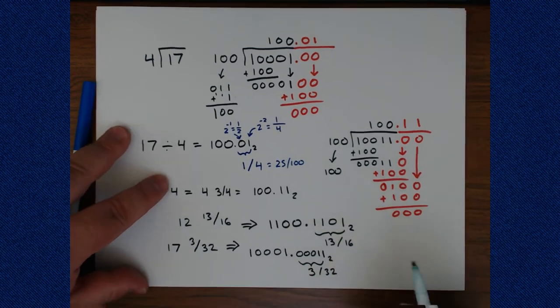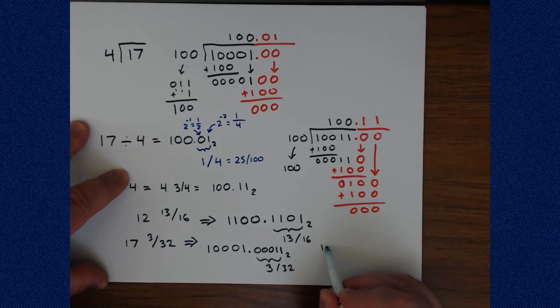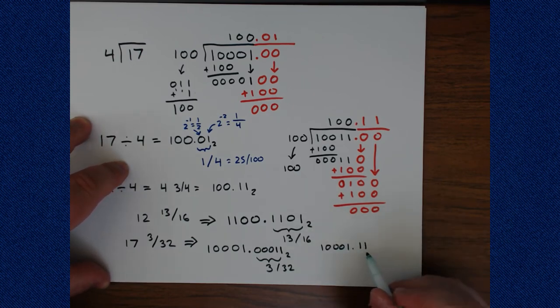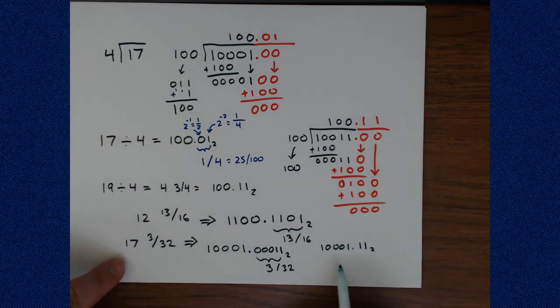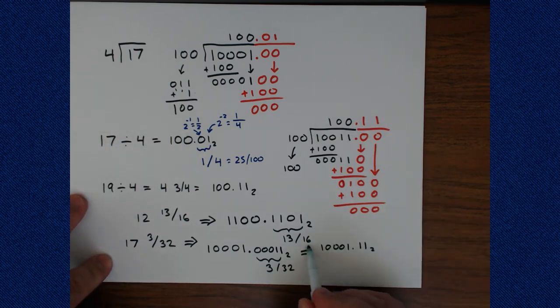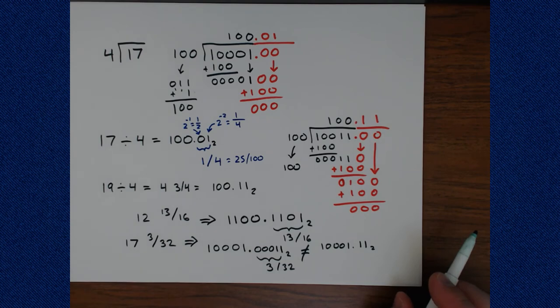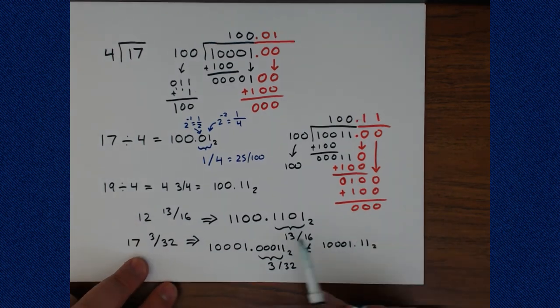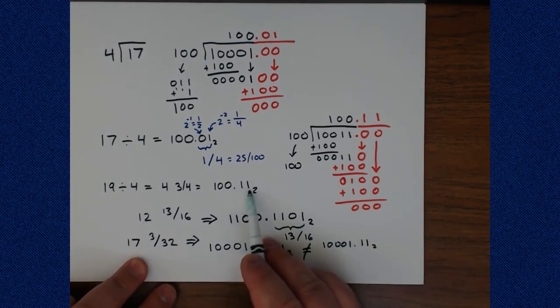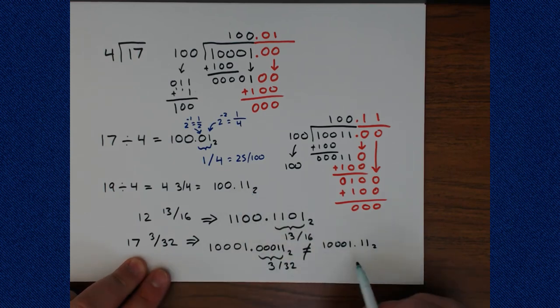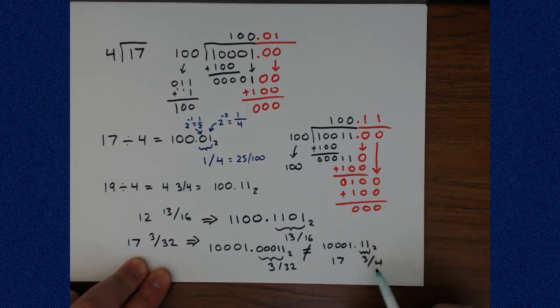Now it would have been absolutely wrong to do 1 0 0 0 1 and then write down the number 3 directly, 1 1. This is not the same thing as that. These do not equal one another at all. This is the same fractional portion that we saw up here. This is the number 17, and then here is 3 quarters. So this is 17 3/4.